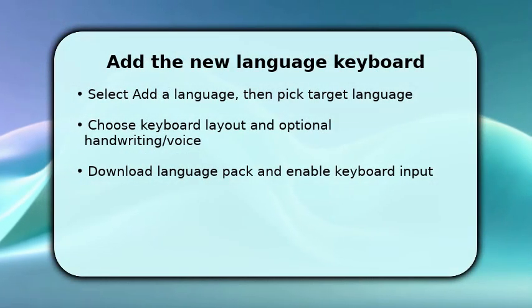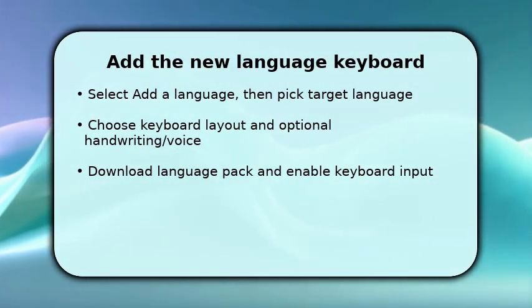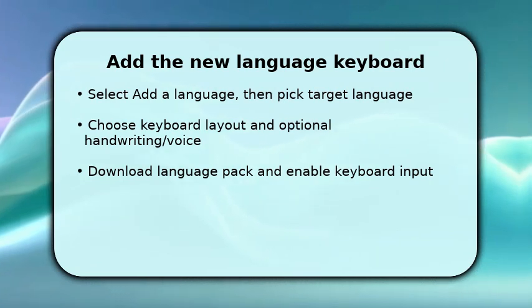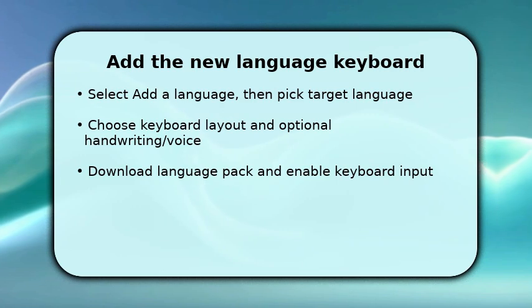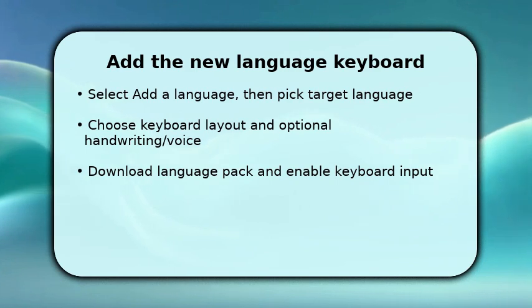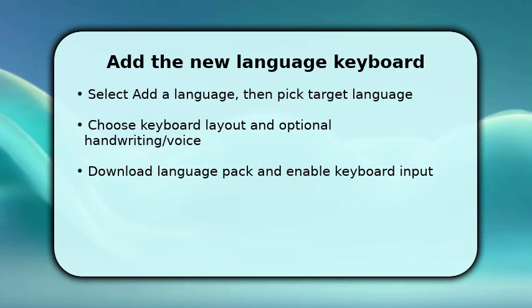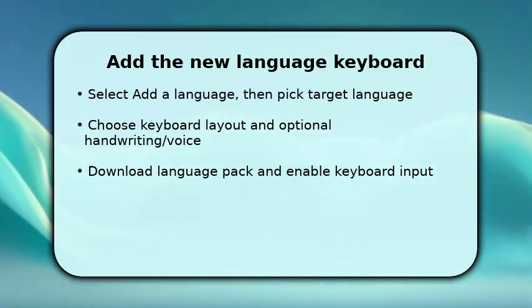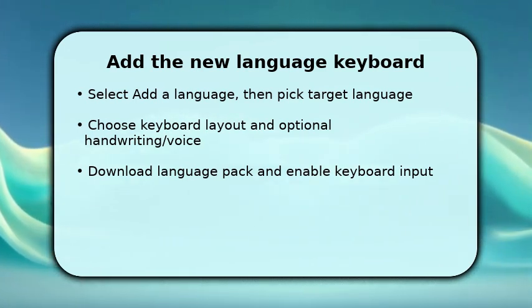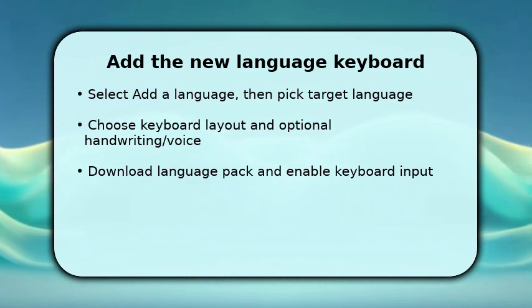Now you add the language and specify the exact keyboard layout you want. Tap Add a Language, search or scroll to find the target language, and select it. This is where you choose layout variants like QWERTY or AZERTY. Then opt into handwriting or voice recognition if available, and initiate any required downloads. Once the pack installs, enable the keyboard in Input Methods or Keyboards. This step customizes typing behavior and ensures predictive text and autocorrect work properly.